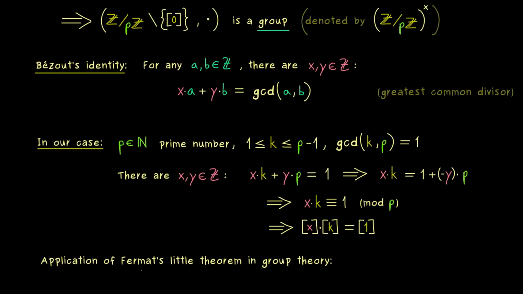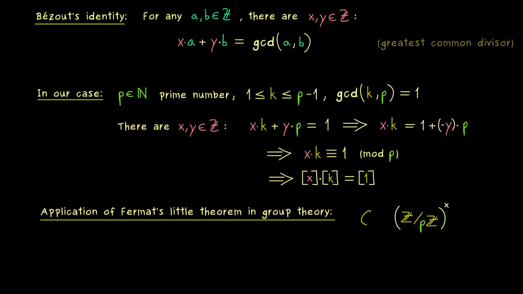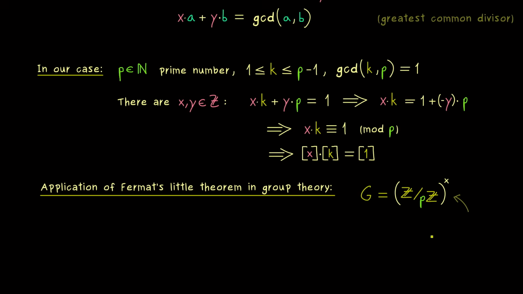And you already know, in order to do that, the only thing we need to know is the number of elements in the group. But this is quite simple, because as we have already said before, we only exclude one equivalence class, namely the one with 0 in it. Therefore, we have exactly p minus 1 elements left.